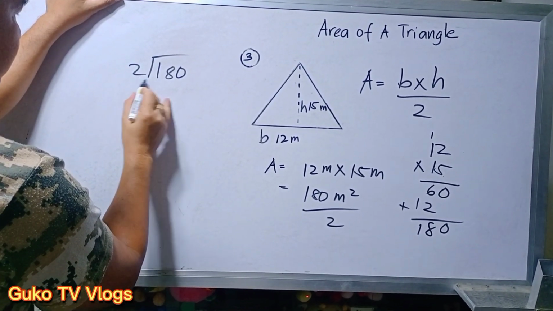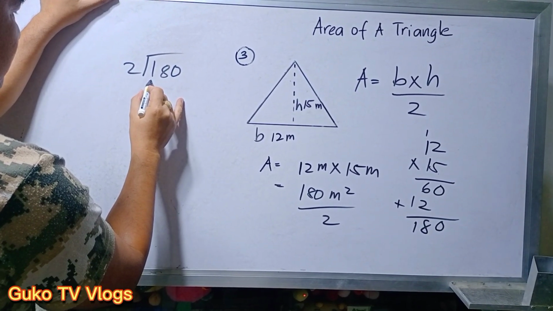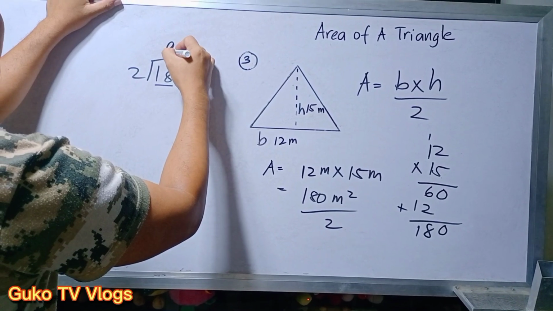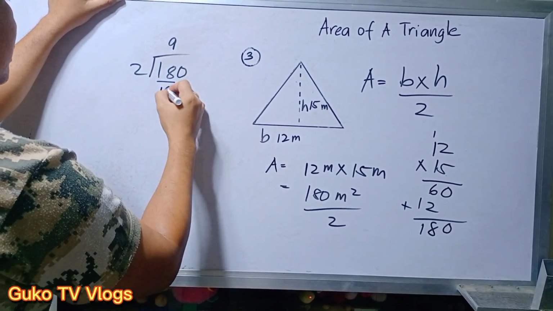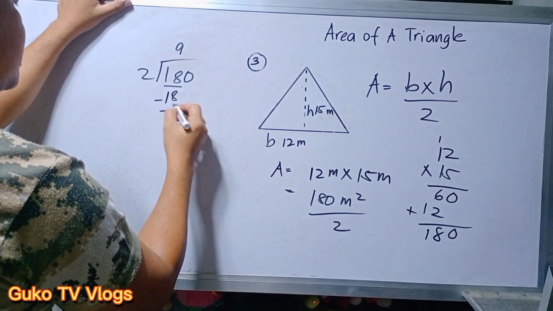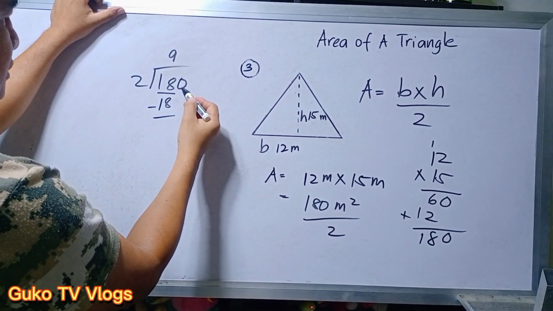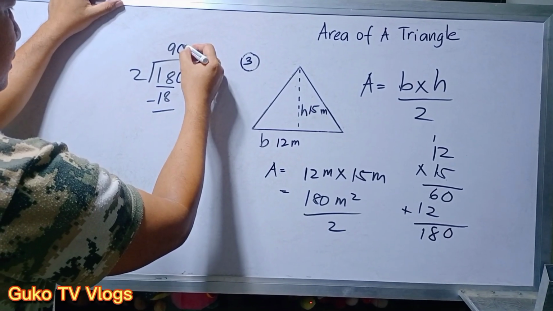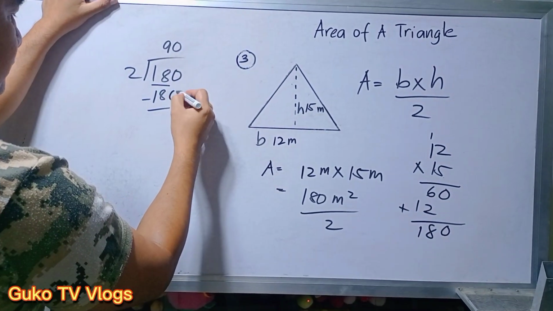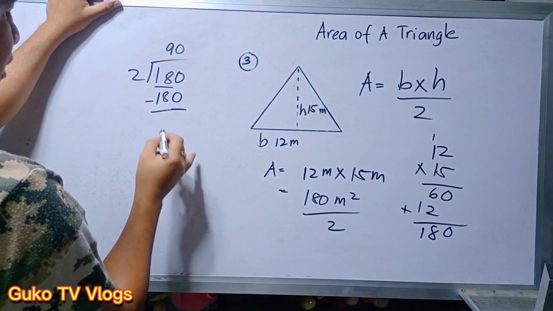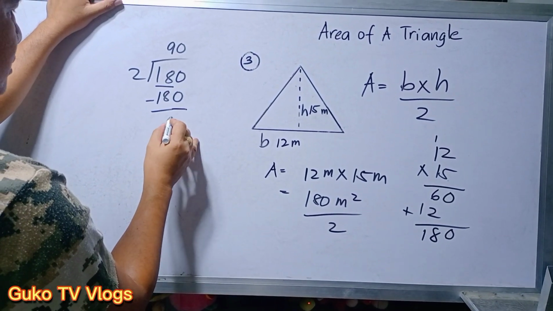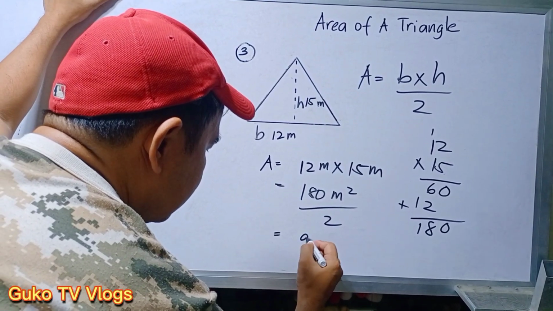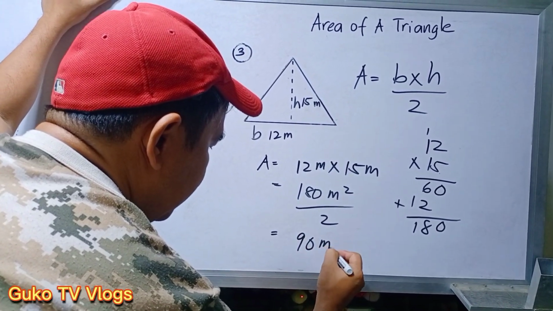1 divided by 2 cannot be. So let's go to the second digit. So 18 divided by 2 is 9. Then 9 times 2 is 18. So as you can see here, there is 0. So let's just add 0 here on the top and this one. So 180 minus 180 is 0. So the answer is 90 meters squared.